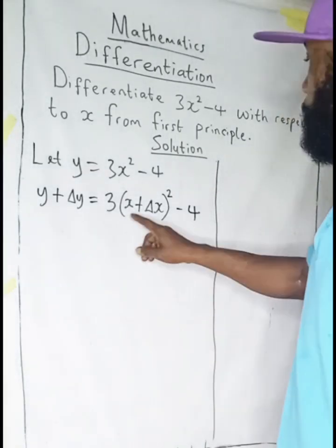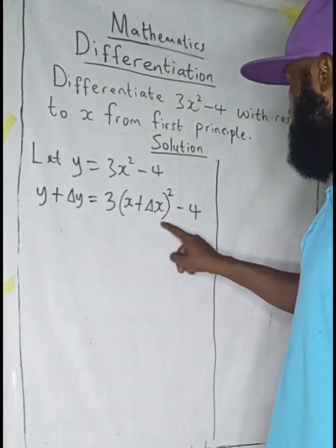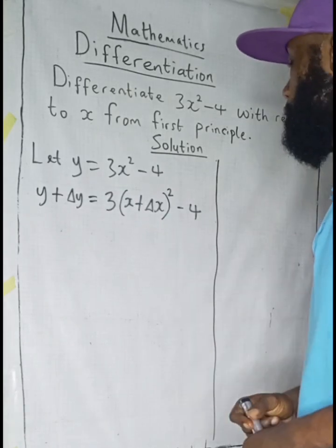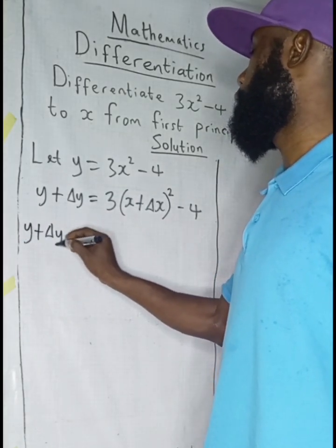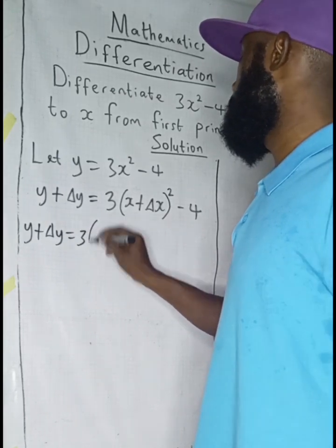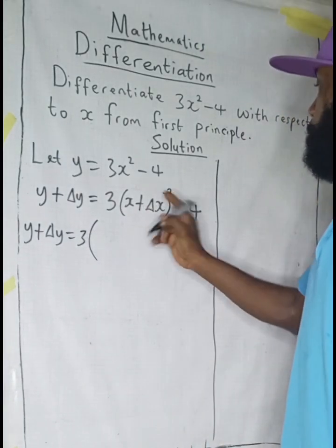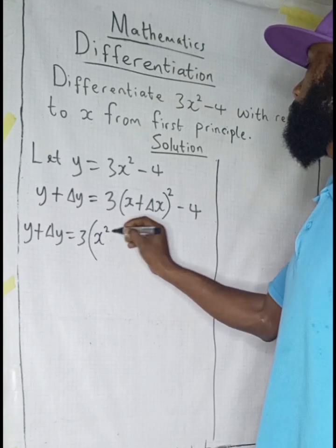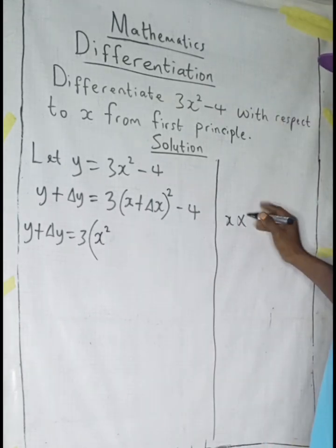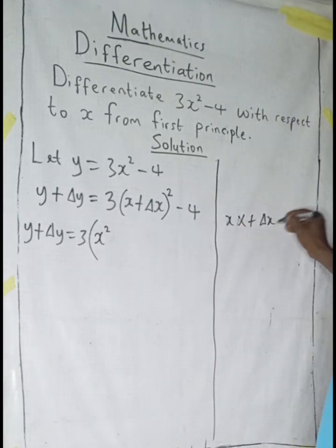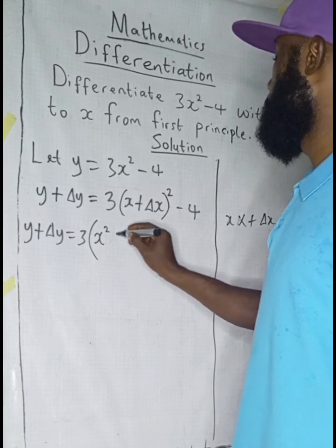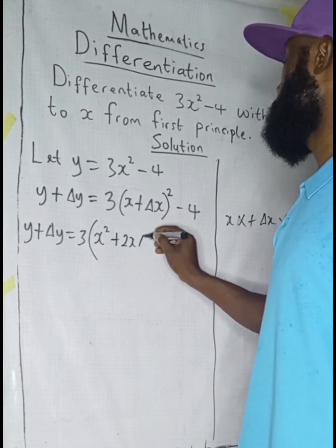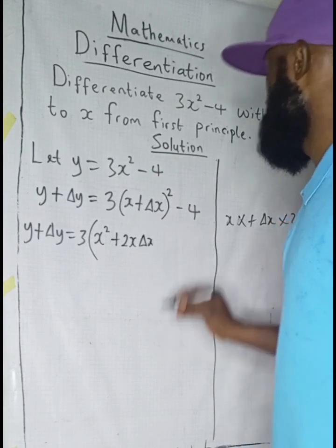So we are going to expand what we have here. Let's start with x plus change in x squared. In a short form, we have y plus change in y will give us 3 will multiply. Now let's expand this guy. x squared, then we'll do x times plus change in x times 2. That will be plus 2x change in x, right? Plus 2x change in x.